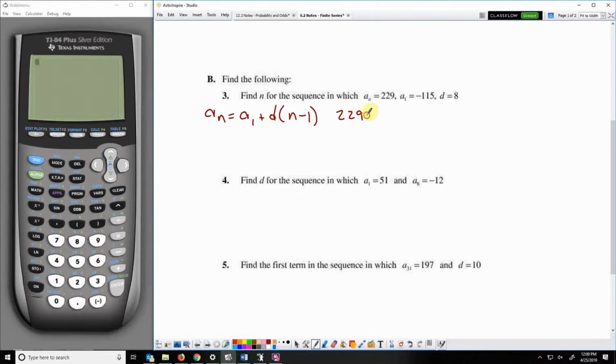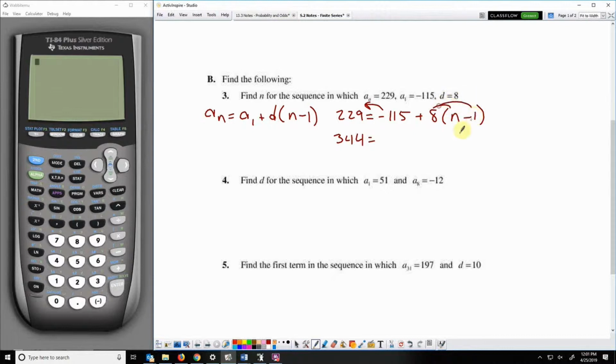That's the value of the nth term. The first term is negative 115. The difference is 8. And n, the term number, is unknown. So 229 is what term number? Okay, so we can add this 115 over to the other side, and we'll get 344.